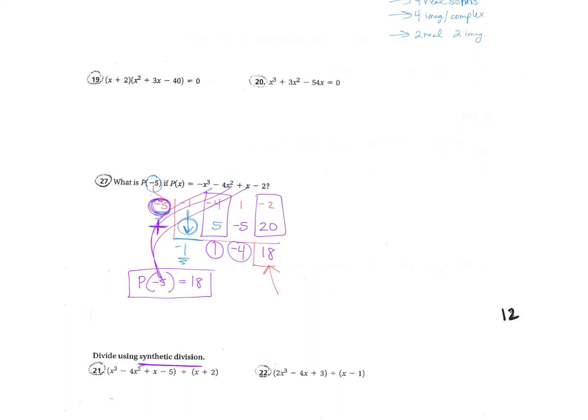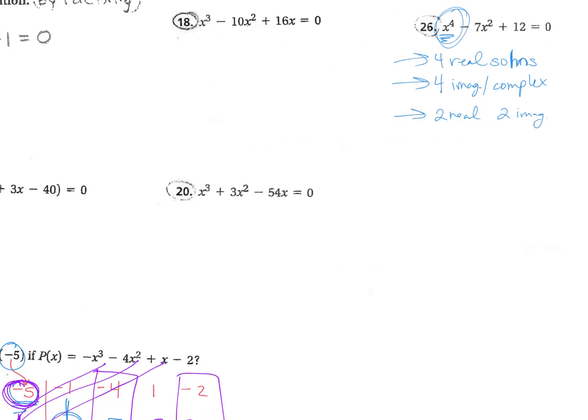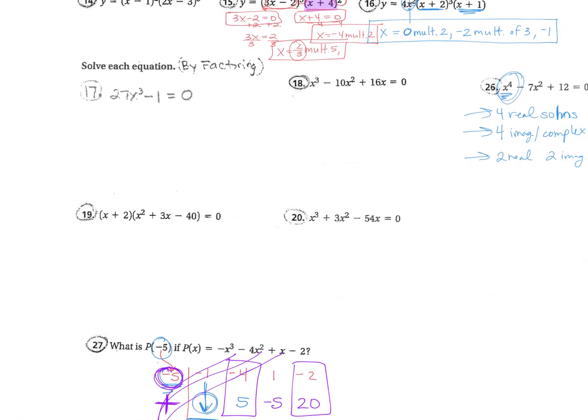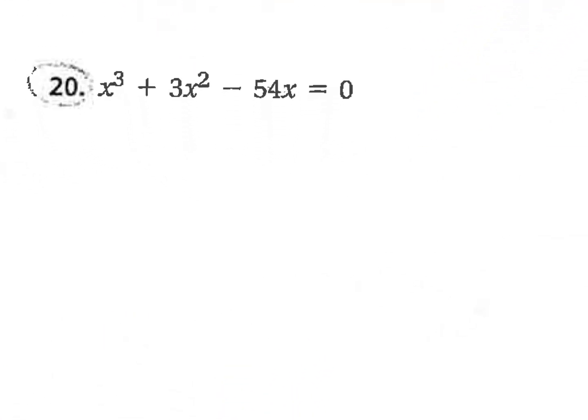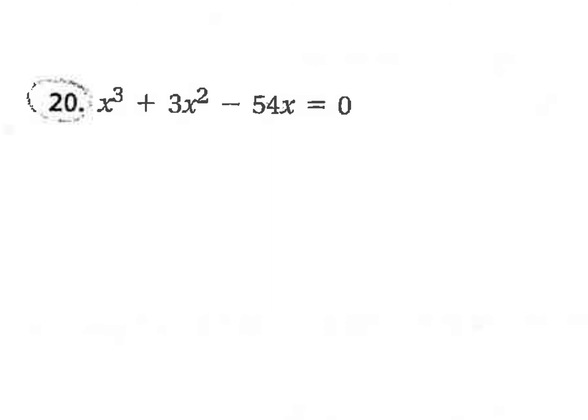Is this one above 27? This number 20 right here? Yes. So what does it say? Solve by factoring. So we're going to factor this. Is there anything you can factor out? Do you have a GCF? X, right? So factor out an x. You're left with x squared plus 3x minus 54. Okay. What do you do next?